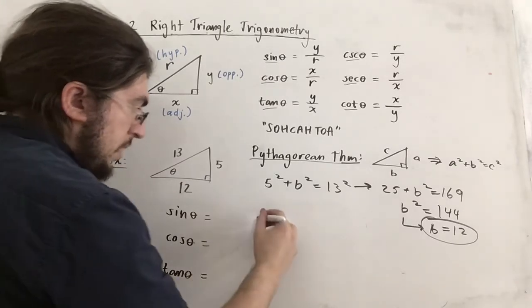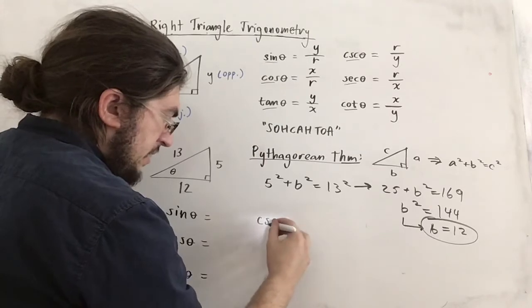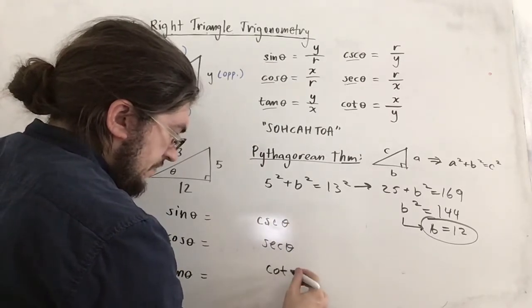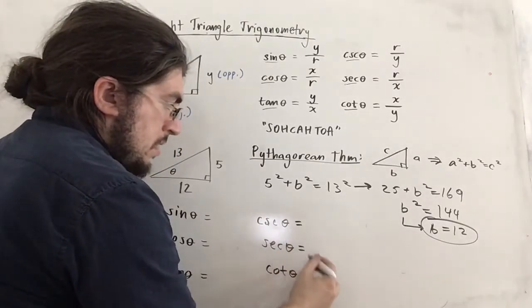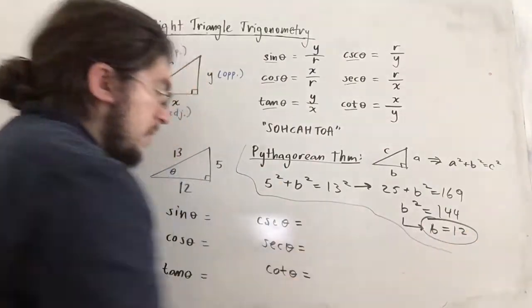and then we can find the reciprocal ones, cosecant of theta, secant of theta, and finally cotangent of theta. Okay, so let me separate that from the work here.